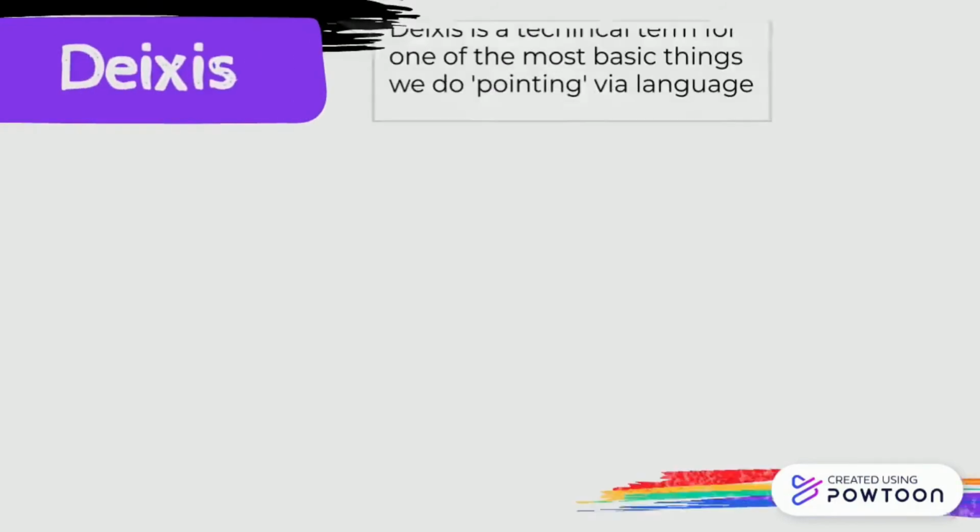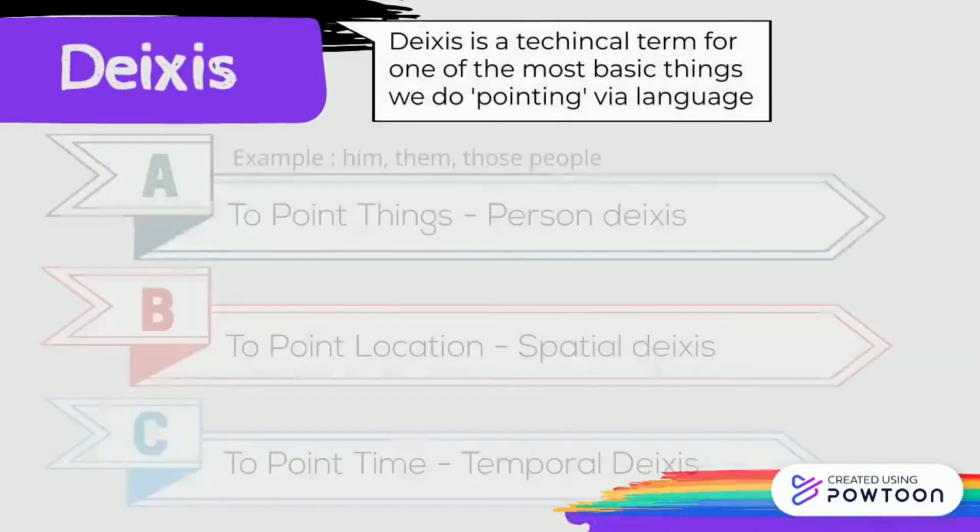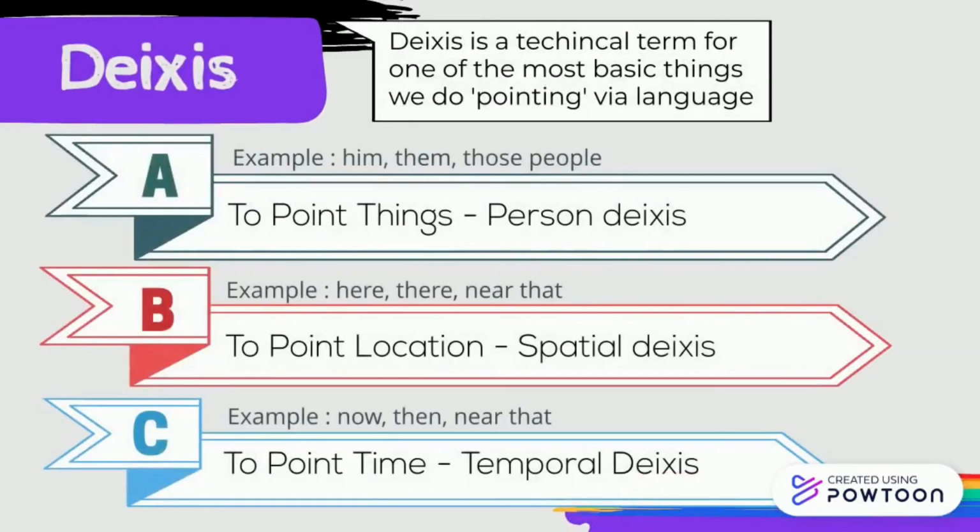Next, we talk about deixis. Deixis is a technical term for one of the most basic things we do with language, pointing. To point to people is via person deixis. For example, him, them, those people. To point to location is via spatial deixis. For example, here, there, near there. And to point to time is temporal deixis. For example, now, then, near that.